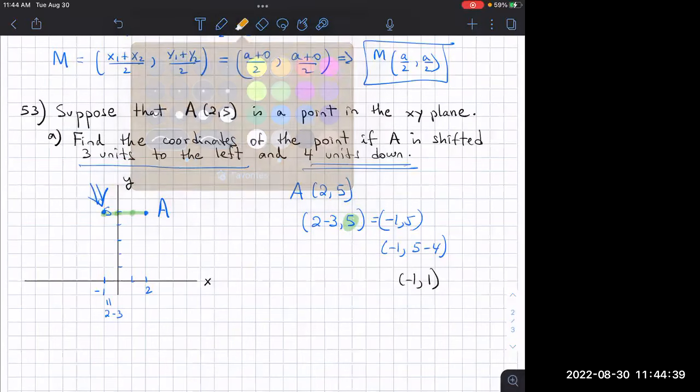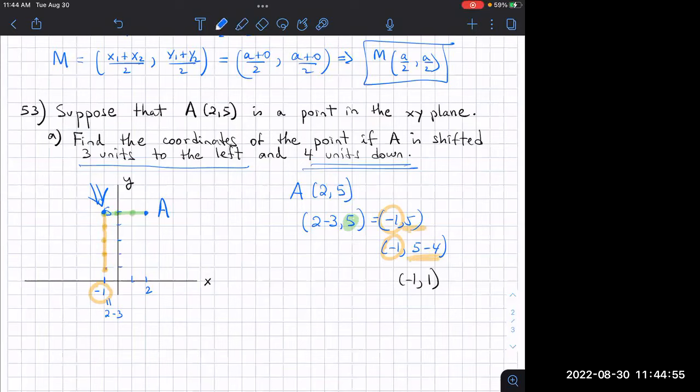So let's do a different color. So I go 1, 2, 3, 4 units down. The x component hasn't changed, but the y component has gone from 5, 4 units down. So 5 minus 4, 1. Very good. So that is the point (-1, 1). Okay, so when you're moving horizontally and vertically, you can just do the arithmetic on the x and y components. Any questions? Okay, so that is the end for 1.1.